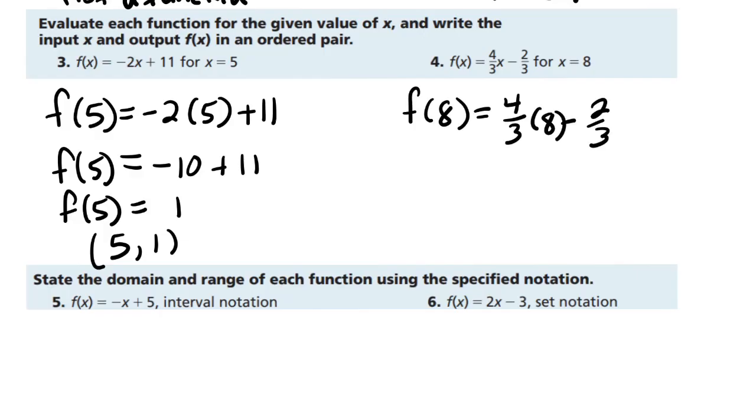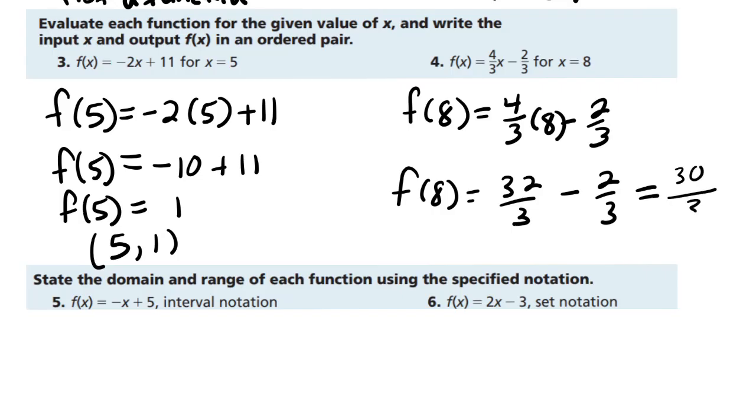So you notice here I went ahead and input 8 into the function. Now what I'm going to do is multiply 8 times 4, which gives you 32 over 3 minus 2 over 3. You notice that they both have the same denominator. 32 minus 2 is 30, over 3, which will give you 10.